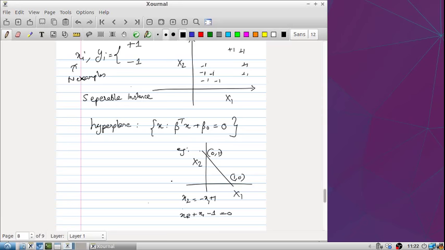So you can see that this would be 1 times x2 plus 1 times x1, that would be beta, plus beta naught would be -1 is equal to 0. It's basically x plus y is equal to a constant. Okay.